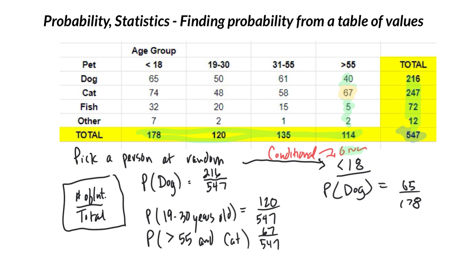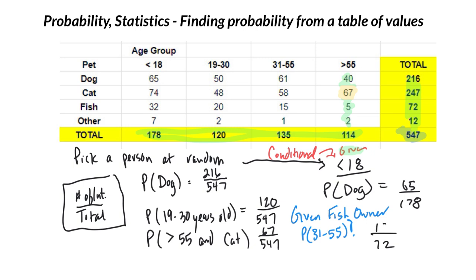We certainly could have said, you know what, we're going to give you that it's a fish owner. What's the probability they're between 31 and 55 if you knew that they were a fish owner? And you'd say, okay, the fish owners are right here. There's 72 of them total, so that's our new denominator. And then you say, of the fish owners, here's the ones that are in that age group, that's 15.